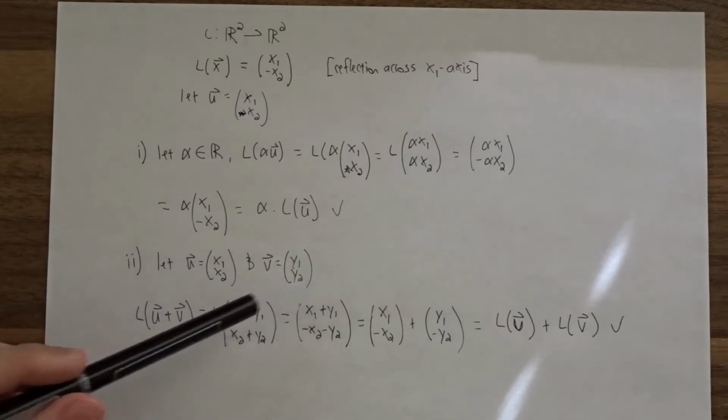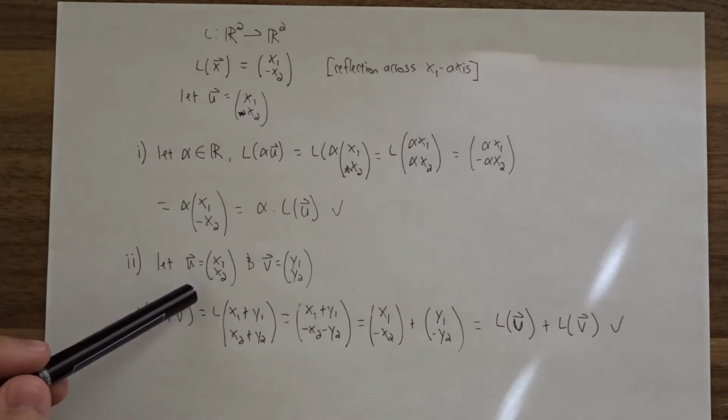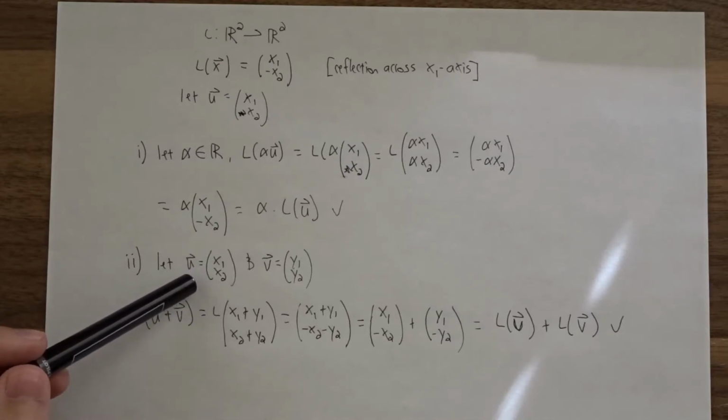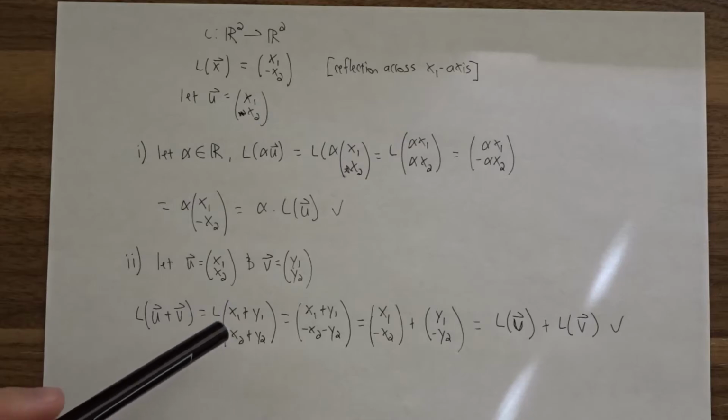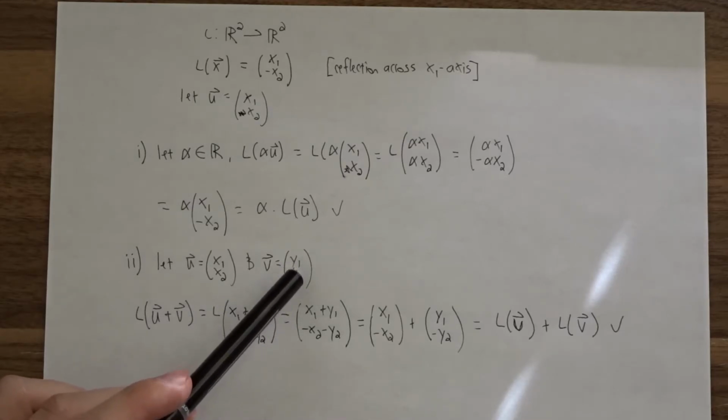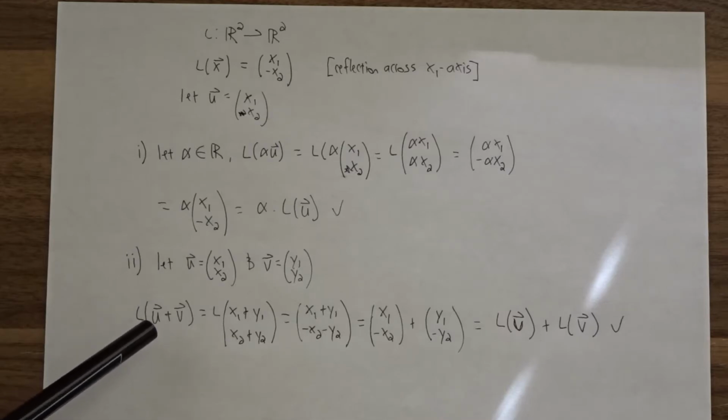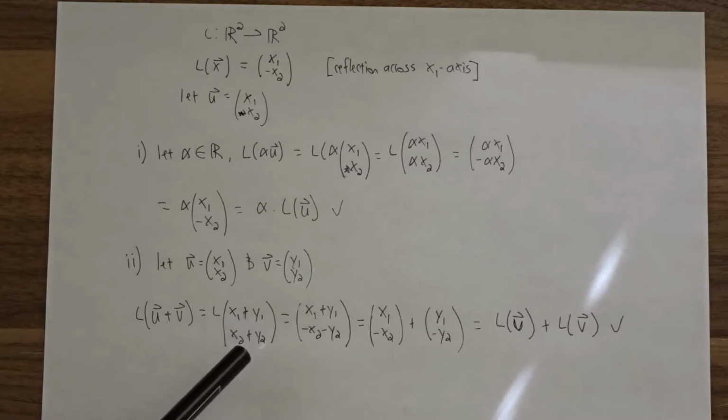For addition, we have now two arbitrary vectors. We have our generic vector u, which is comprised of x1 and x2, and then we also have v, which is comprised of y1 and y2. So we'll go ahead and add them together before we apply the transformation to it, which gives us just x1 plus y1 and then x2 plus y2. And once we apply the transformation to it, that gives us a result of x1 plus y1 and then negative x2 minus y2. And we can separate those back into x1 and negative x2 plus y1 and negative y2.